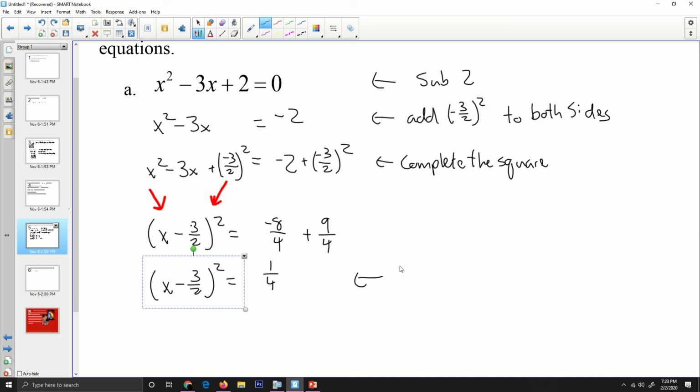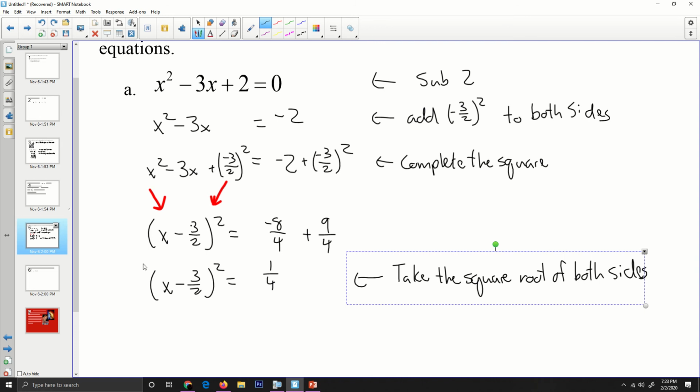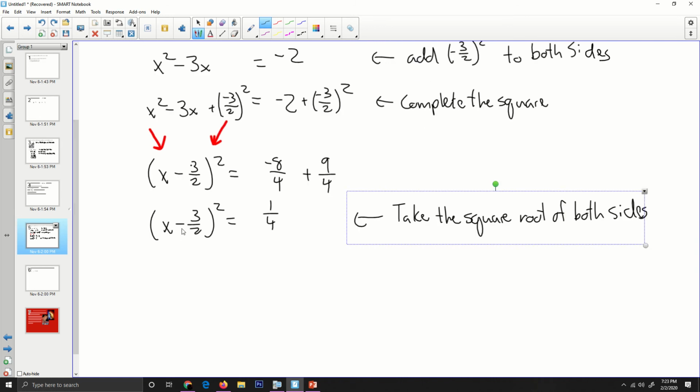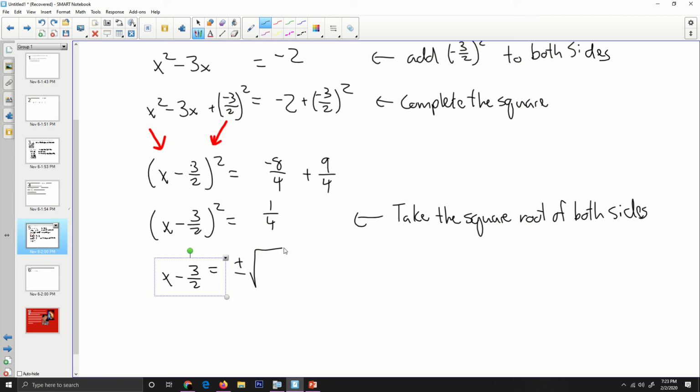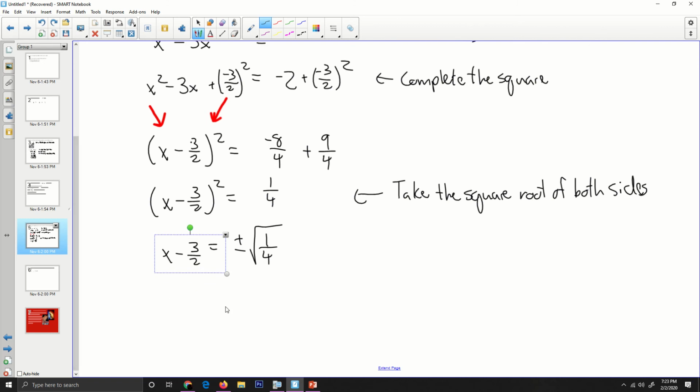And so here I'm going to take the square root, and the square root of x minus 3 over 2 squared is just x minus 3 over 2. And then I'll have plus or minus the square root of 1 over 4. The square root of 1 over 4, well, both 1 and 4 are perfect squares, so I get plus or minus 1 over 2.